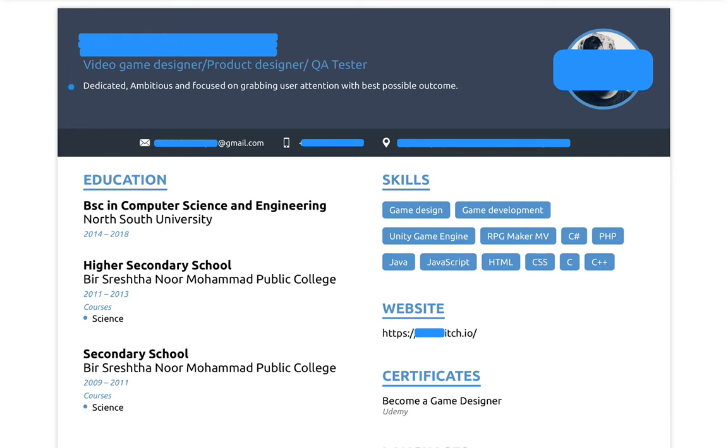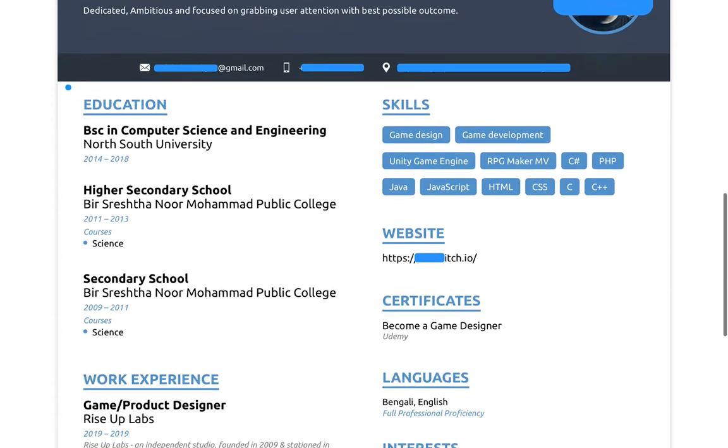Next, we've got this subhead, dedicated, ambitious, and focused on grabbing user attention with best possible outcome. I think that's fine. It sort of piques my interest to go read the rest of the resume. I think you could probably spend a little time improving that, but overall, I think it's okay.